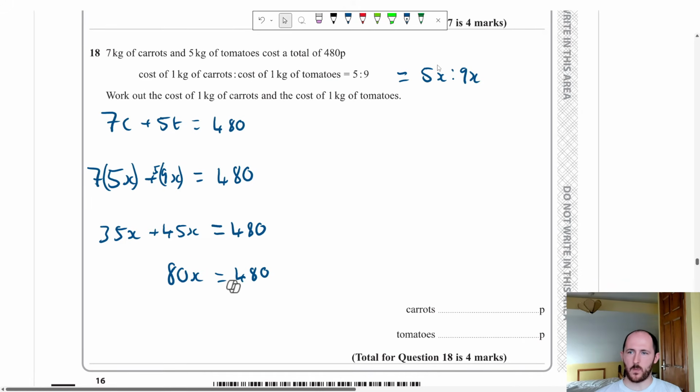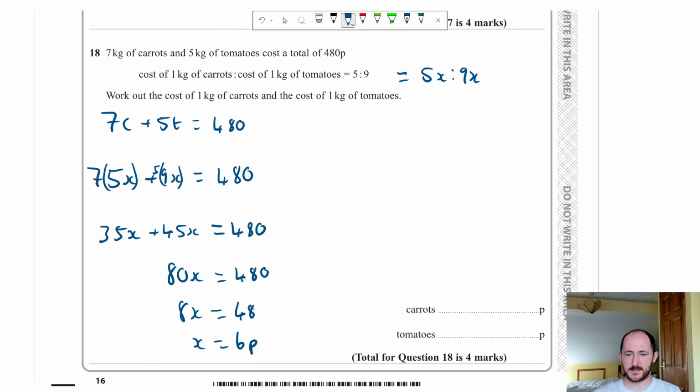But we worked out that 1 kilogram of carrots is equal to 5x, so I've subbed that in. And 1 kilogram of tomatoes is 9x, sub that in. Now if I divide both sides by 10, we get 8x equals 48, which means x equals 6. So one part is 6 pence.